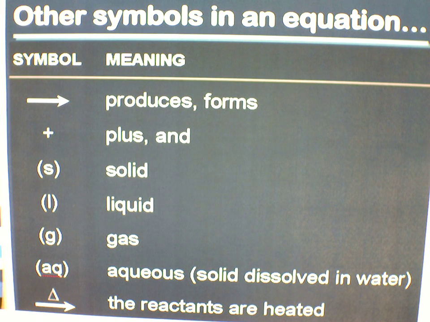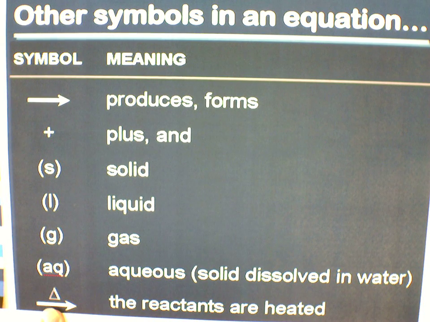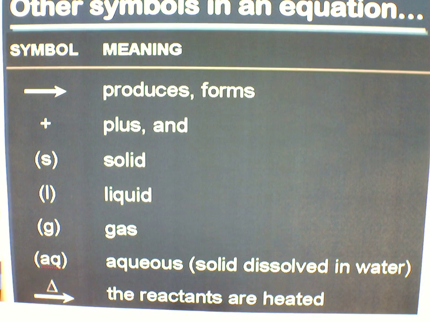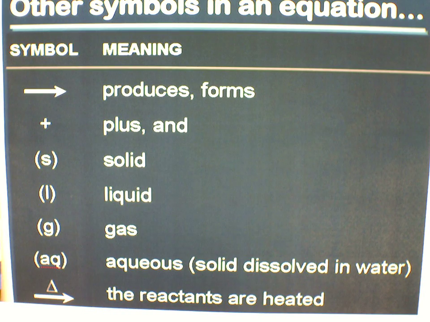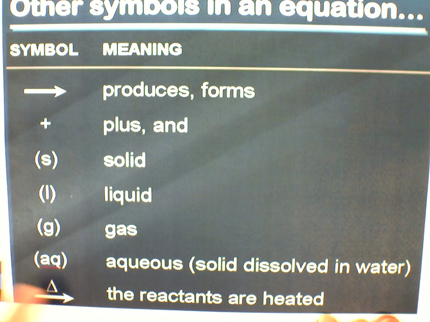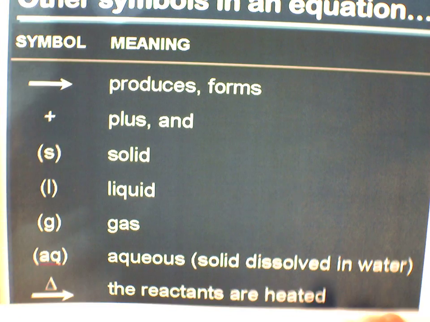It was aqueous. The last arrow here on this sheet has a triangle over the arrow. That means that you're heating up that reaction. Sometimes it says reactant A and reactant B are heated at such and such temperature for this long. So when they're heated, the triangle is put over the arrow. It doesn't always get put there, but if you see it, that's an indicator that it's being heated.